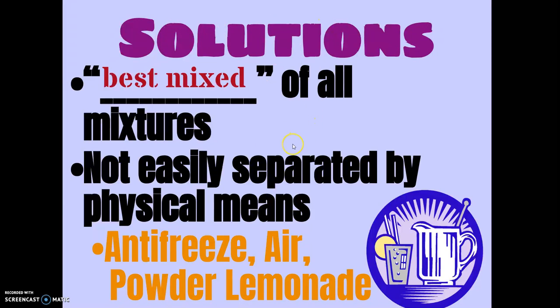So we have small particles that dissolve into something bigger. Later on we'll talk about solutes and solvents. The solvent is what does the dissolving, the most of the matter. Solutes are what get dissolved. So if we have lemonade here, the powder would be the solute, and the water in the lemonade would be the solvent. It does the dissolving. And in air, nitrogen is the solvent, and it dissolves all the other gases that are floating around: oxygen and carbon dioxide and stuff like that.